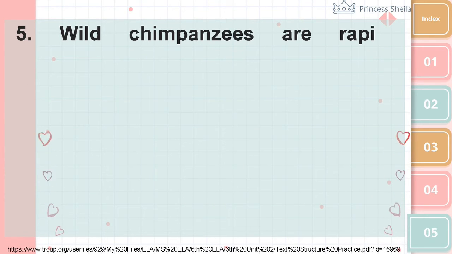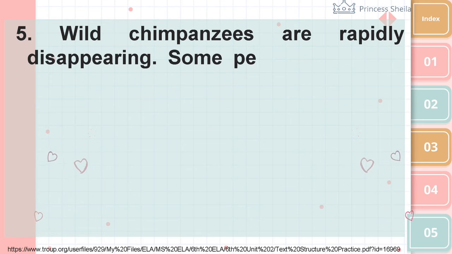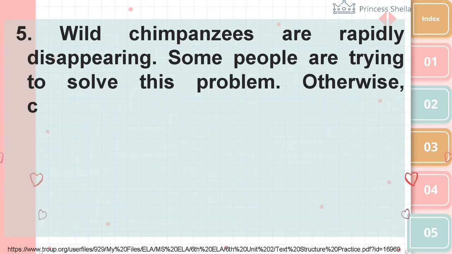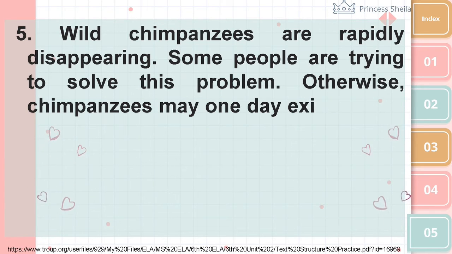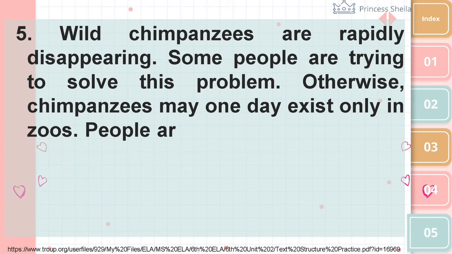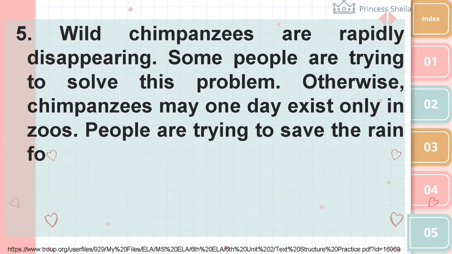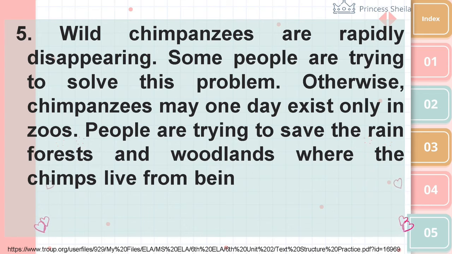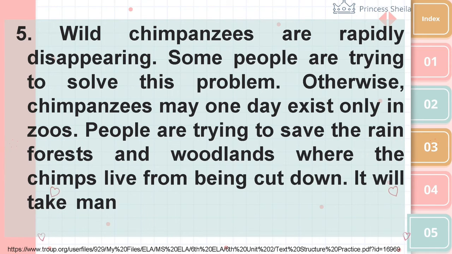5. Wild chimpanzees are rapidly disappearing. Some people are trying to solve this problem. Otherwise, chimpanzees may one day exist only in zoos. People are trying to save the rainforests and woodlands where the chimps live from being cut down. It will take many people working together to solve this problem.